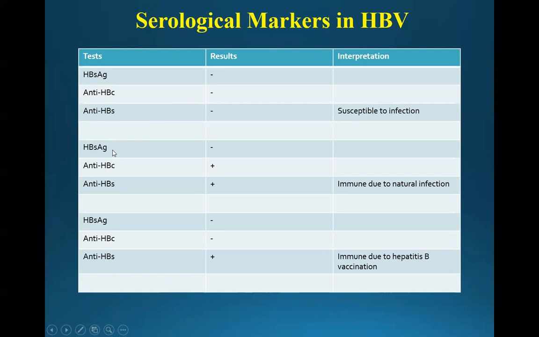Now, when you see the surface antigen negative, the core antibodies positive, and the surface antibodies positive, the fact that you have a negative surface antigen and positive surface antibodies with a core antibody that is positive, you call that person to have gotten the infection but to have developed immunity as a result of that infection. Okay?